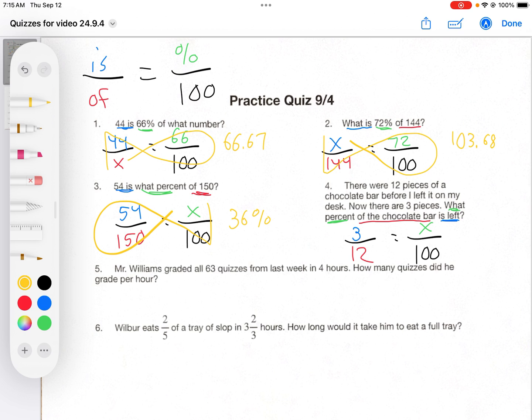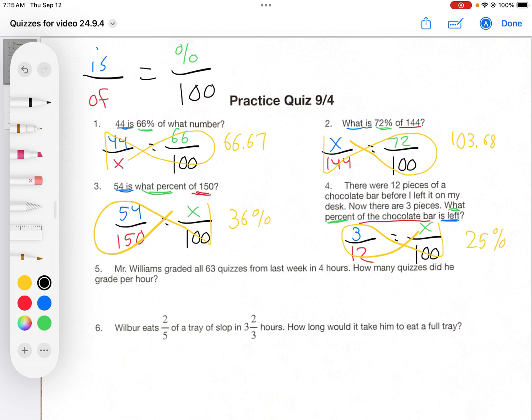Now, it would have been easy to switch around the 3 and the 12 if you weren't careful. That's when your number sense comes in, because if you get 400%, 3 is not 400% of 12. That does not make any sense. So, we move forward with this proportion. 100 times 3 divided by 12 is 25%. Moving on then to number 5.